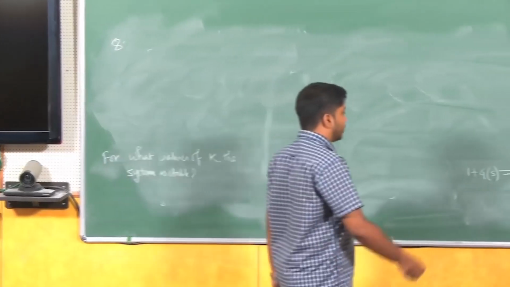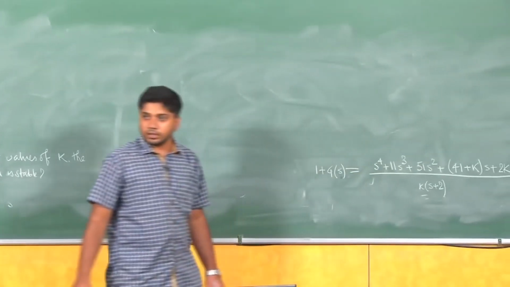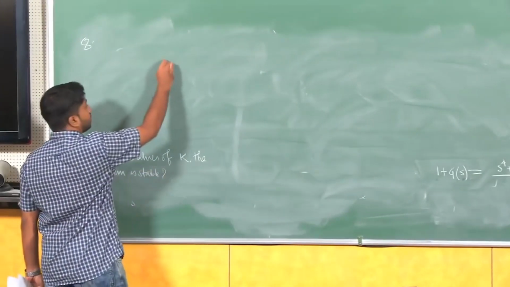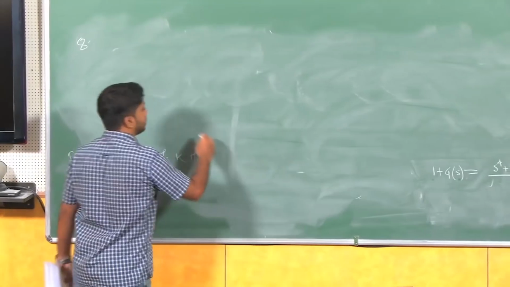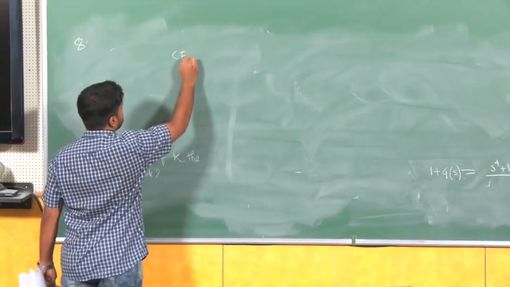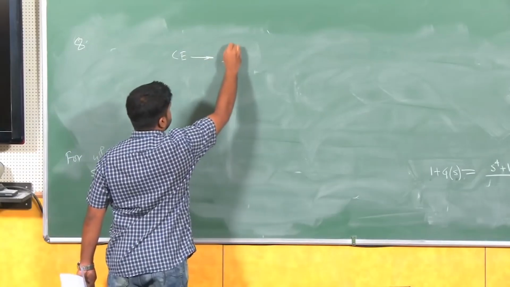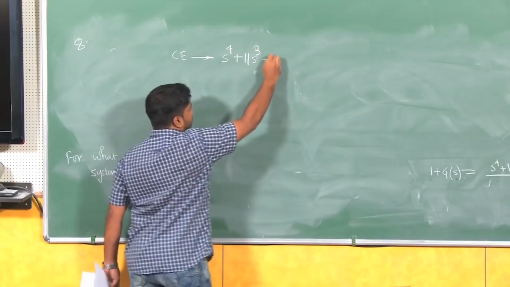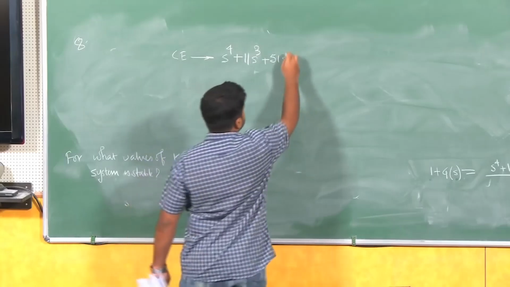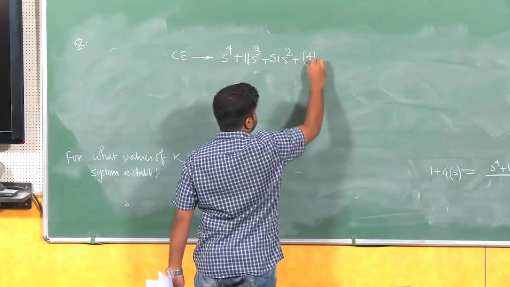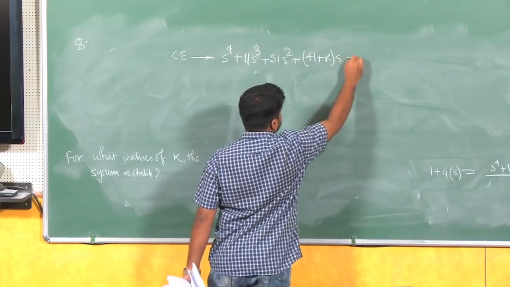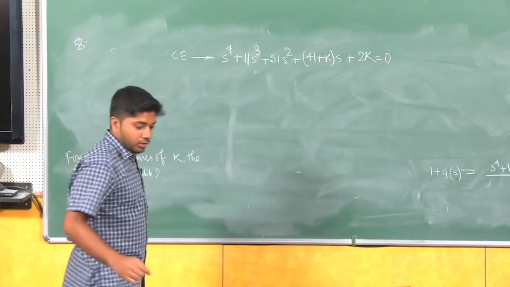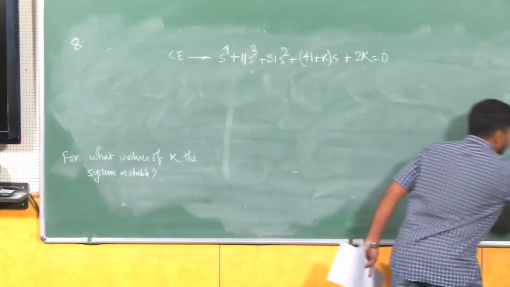So, the numerator of 1 plus G(s) will be the characteristic equation, that is S to the power 4 plus 11 S cube plus 51 S square plus (41 plus K) S plus 2K is equal to 0. Okay. So, we form the Routh array.